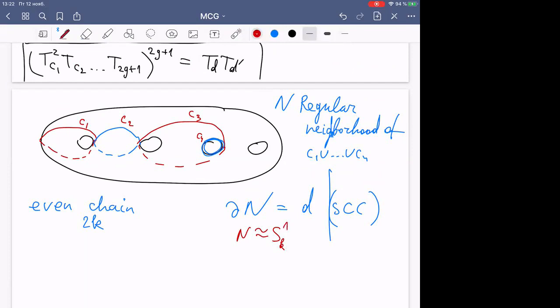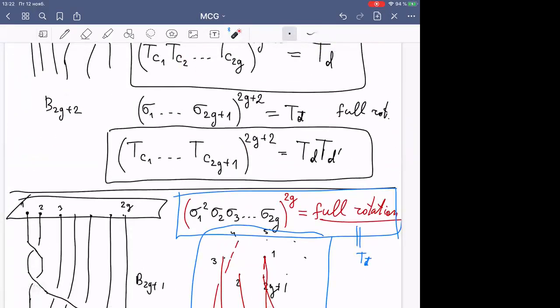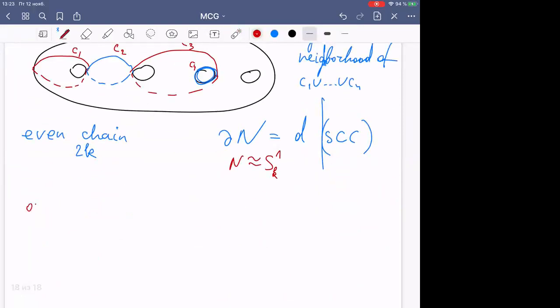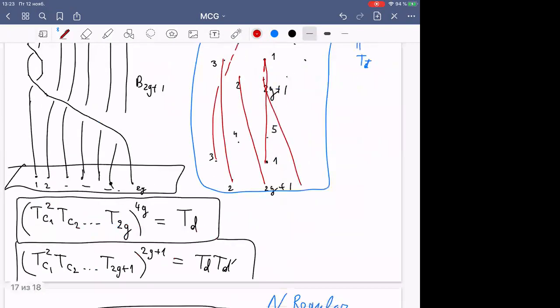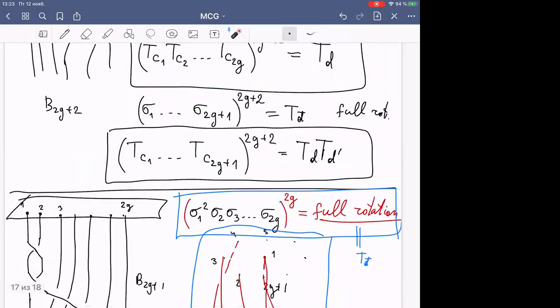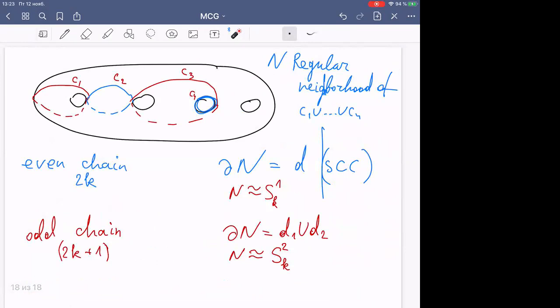And we get this relation and this relation. If we start with an odd chain, consisting of 2g plus 1 curves, then the boundary of the corresponding regular neighborhood will be a union of two simple closed curves, N will be homeomorphic to the genus k surface with two boundary components, and we get this relation and that relation. So there are plenty of such relations corresponding to all possible chains in mapping class groups.